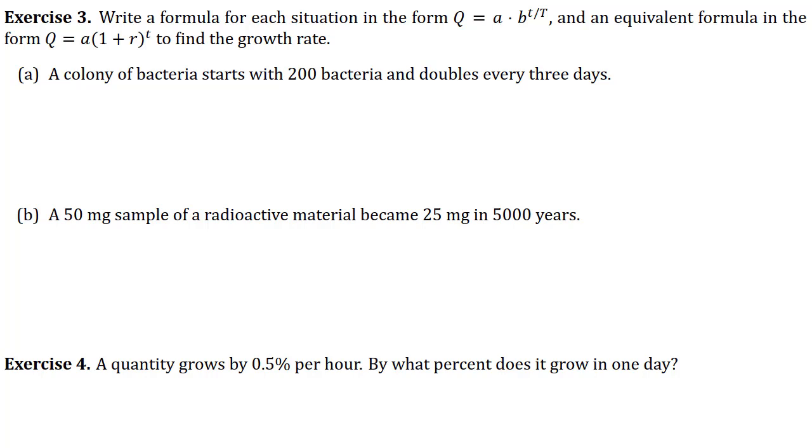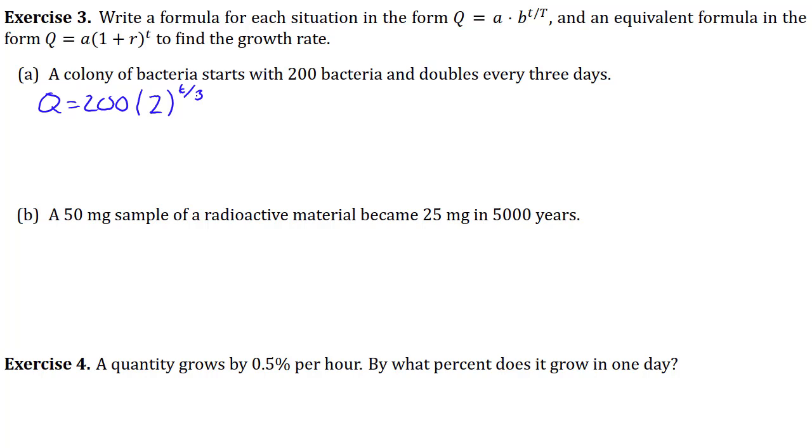Okay, so let's see. For exercise 3, we want to write this in this form, the doubling time or half-life time, and also in this form to find the growth rate. So if it starts at 200 bacteria and doubles every 3 days, that means the growth factor is 2, and it has that growth factor every time t increases by 3. So it should be 2 to the power t over 3.